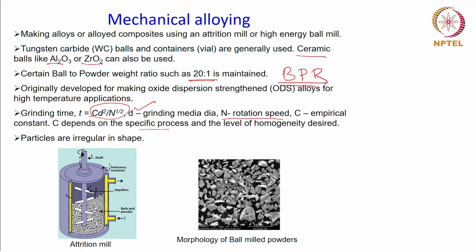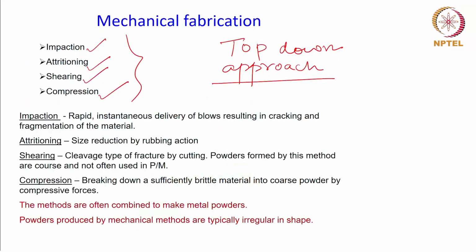And in this particular process, the powder particles which are obtained are generally irregular in shape, which you can see from this scanning electron microscope image. The powder particles are irregular. And this is the process of attritioning. If you remember, we had talked about that also before. That is another method of applying the mechanical force.